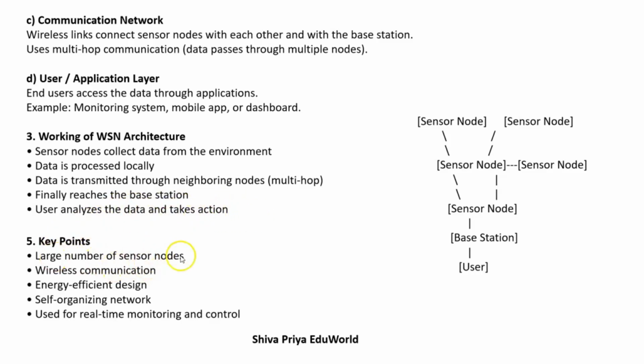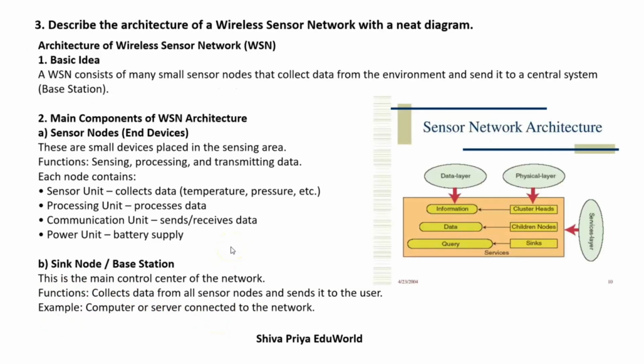Here, a large number of sensor nodes are there. Wireless communication will happen, because WSN, the name itself says wireless sensor network. It has energy efficient design and a self-organizing network. I have already explained the self-organizing network, and it is used for real-time monitoring and control. Clear? This is everything about the architecture of wireless sensor networks.